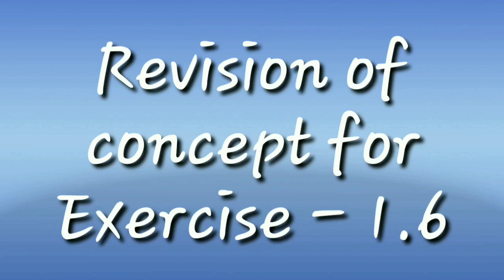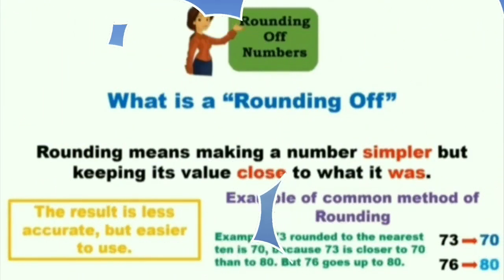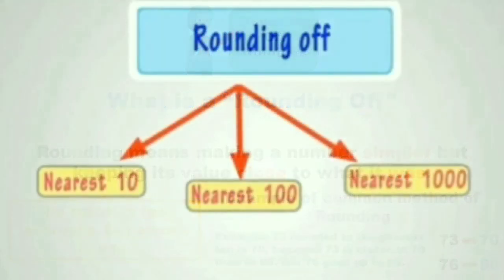As I have taught you earlier also, rounding off means making a number simpler but keeping its value close to what it was. The result that comes out in rounding off is less accurate, but it is easier to use. Rounding off can be done by three methods, that is to the nearest 10, nearest 100 and nearest 1000. Let us take a look once again one by one with the help of examples.